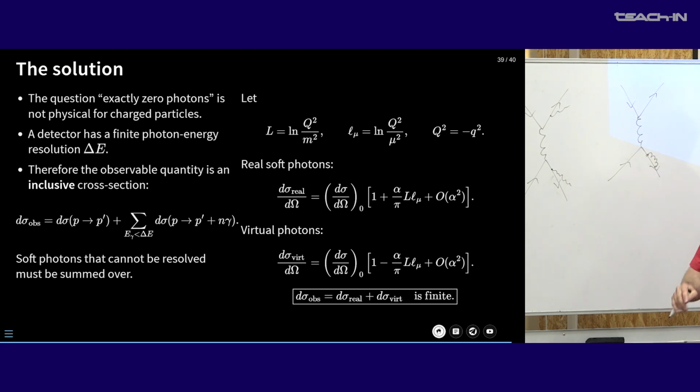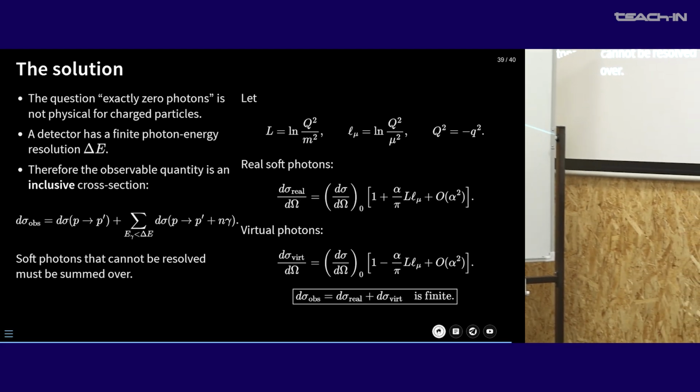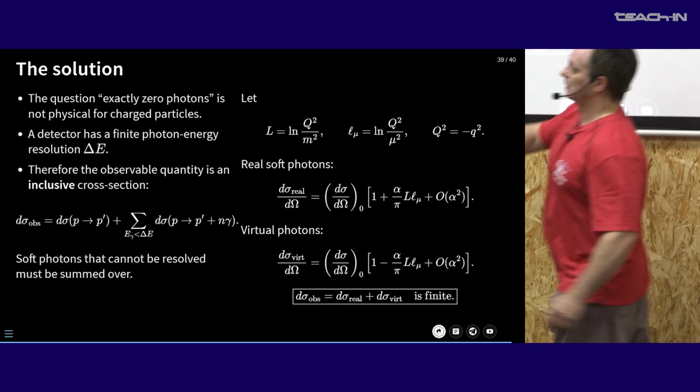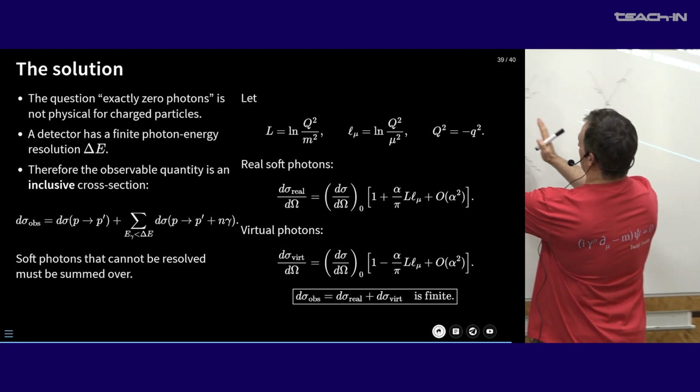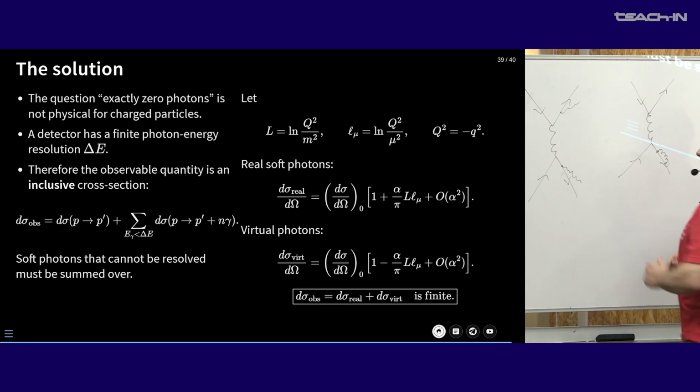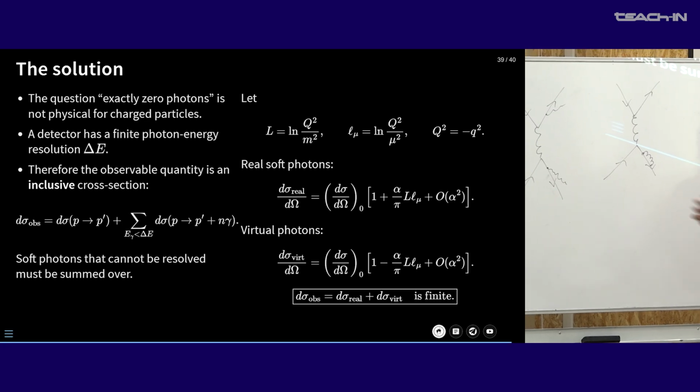All possible. And when the virtuality goes to 0, then you will see here, when Q is 0, the logarithm becomes infinitely large and you get again an infinite cross-section. But then it turns out that when you sum up these types of diagrams with this type of diagrams, these logarithmic divergences disappear magically, exactly.